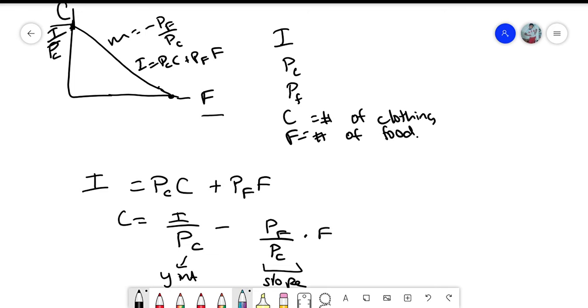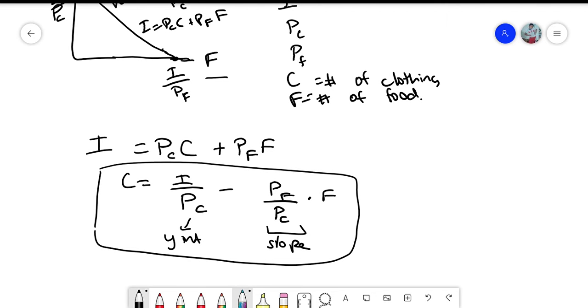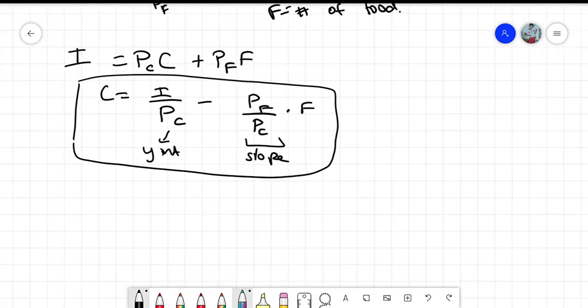Without even rearranging this equation, you know that the x-intercept, the maximum amount of food you can get, is income divided by the price of food. Great, so this is going to be our first equation. And just remember that this is the slope. So that's our first step.